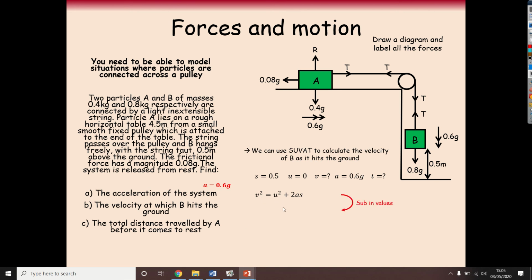Plug the numbers in. Sub in the values. We're after v, so that's going to stay there. Calculate, square root, and done. 2.42 meters per second. Okay.